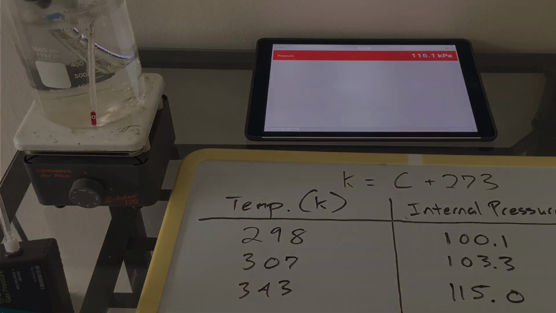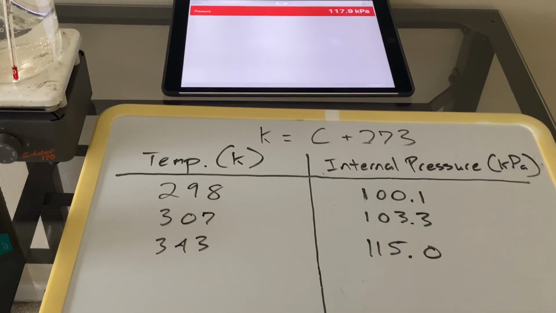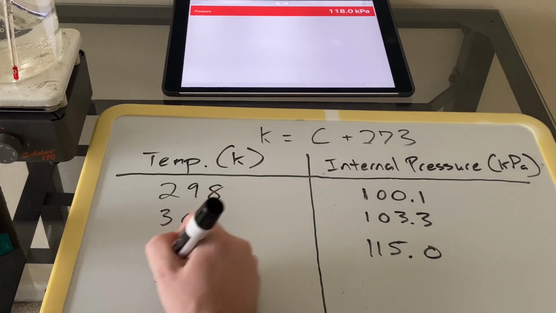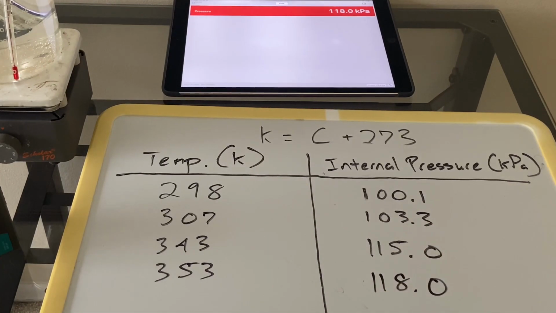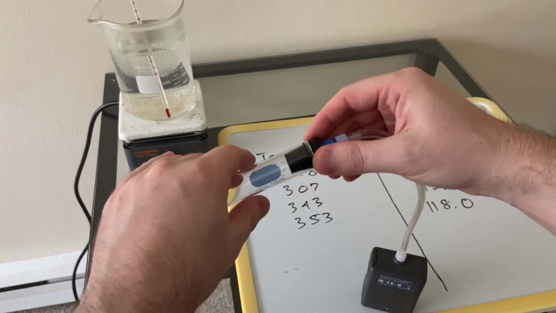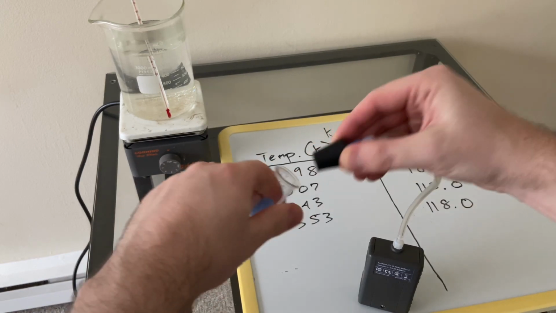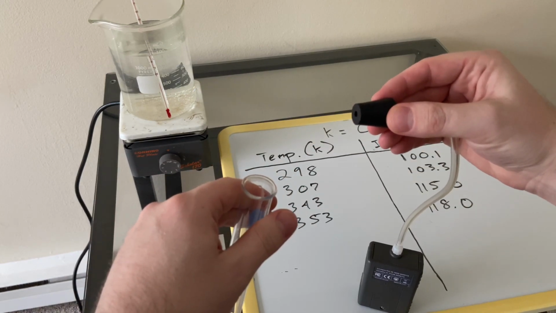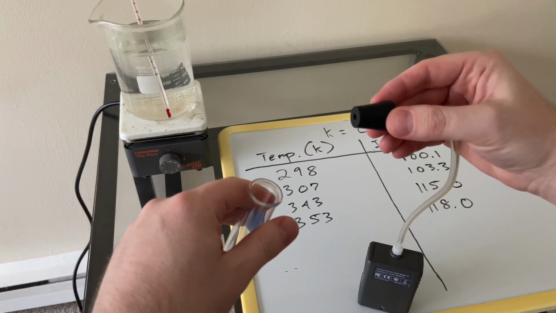Finally, we're going to let it sit on the hot plate just 1 more minute. And the temperature, I didn't show it on camera, but I did check it, was 80 degrees Celsius, which is 353 Kelvin. And the pressure, as you can see up there, is 118.0. One final thing I want to show you. I'm going to remove the stopper here. You hear that? That's all that pressure that was building up, finally releasing because we've opened the container.